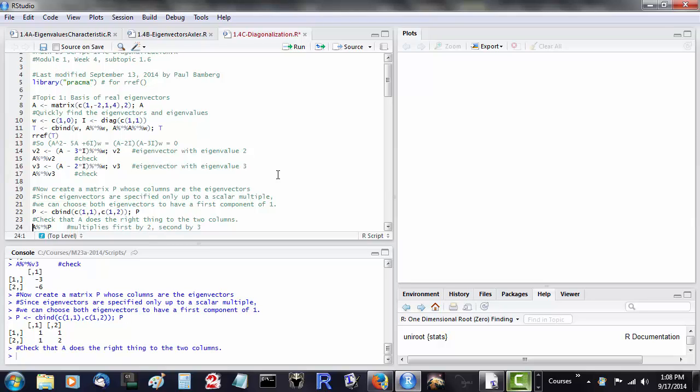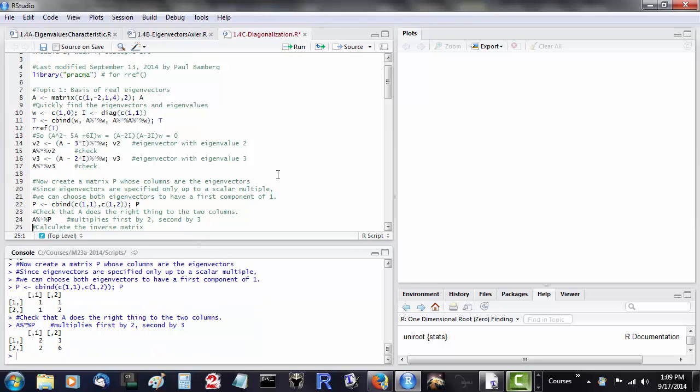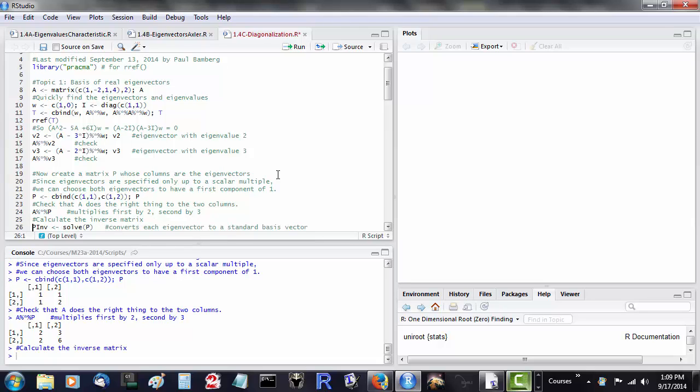Now let's check that the matrix A does the right thing to this matrix. Its two columns are the eigenvectors, and A therefore multiplies the first column by the eigenvalue 2 and the second by the eigenvalue 3. That works. To proceed any further, we have to calculate the inverse matrix. Remember, P converted the standard basis vectors to eigenvectors. Its inverse matrix converts each eigenvector back to a standard basis vector.